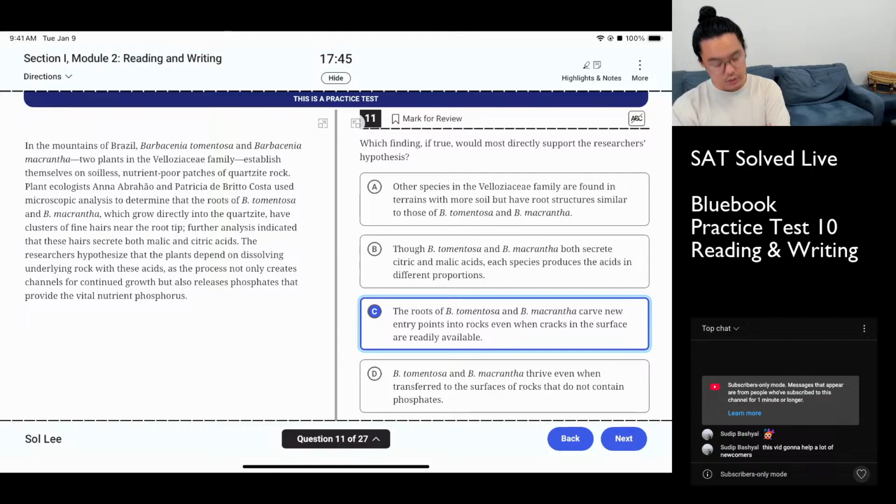Carve new entry points even when the cracks are relatively okay. Even when they have tunnels, they still create new entry points, and that's because of phosphorus. That's actually pretty tricky.